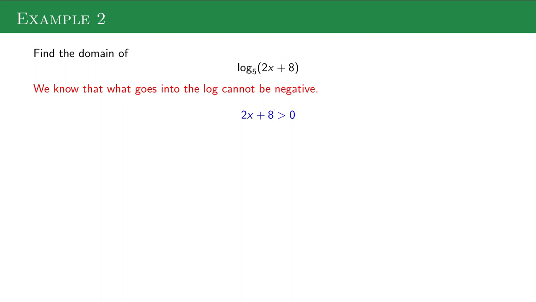And I can just solve this the way we always solve an inequality. I can subtract 8 from both sides. I can divide both sides by 2. So in order to make sure that I don't put a negative into this log, x has to be bigger than negative 4. So for these ones, I wouldn't actually graph them. I would just set whatever is on the inside bigger than 0.